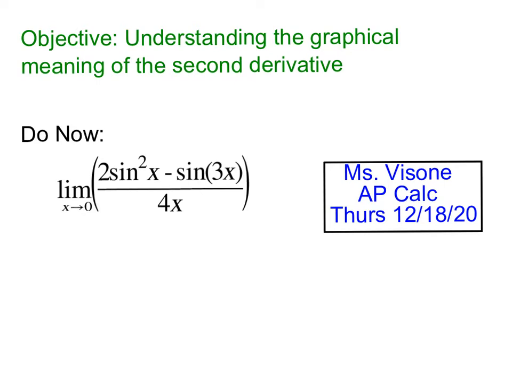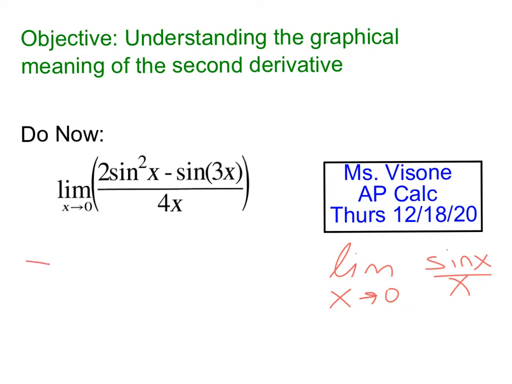So this one looks a lot like, I think this was on one of our tests, I think for our limit test, but we were using the fact that the limit as x approaches 0 of sine x over x equals 1, so we rewrote it. But actually, it's a lot easier if you just use L'Hopital's rule.